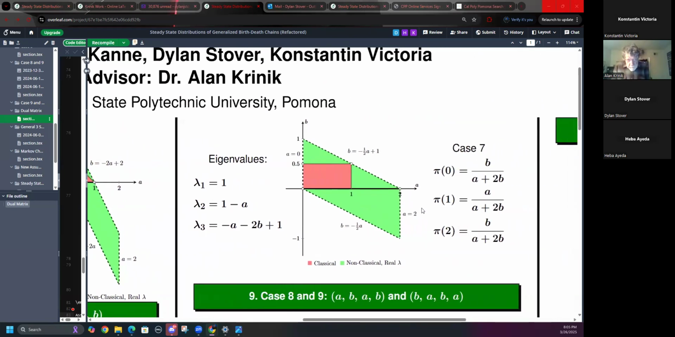Okay, so this case had very nice eigenvalues, and the regions were also nice looking, nothing complicated. Again, the red region has the classical conventional steady state, and the green one has the non-classical, but the eigenvalues were real. Is there anything to add, Dr. Koenig? No, it's pretty, yeah. This is pretty close to perhaps one of the other ones we had.